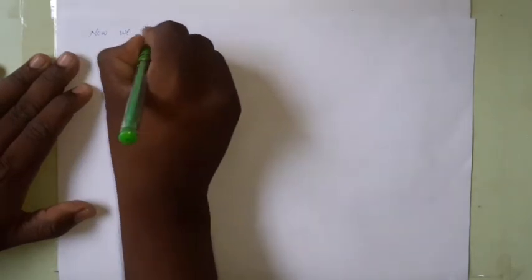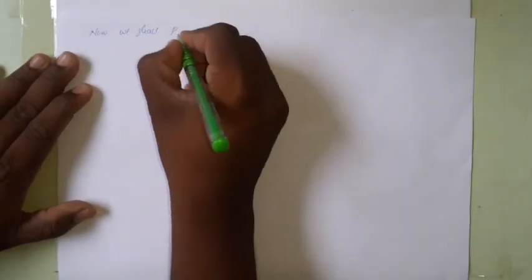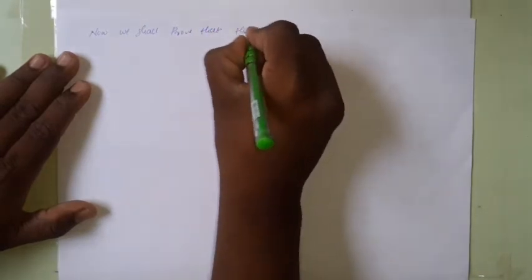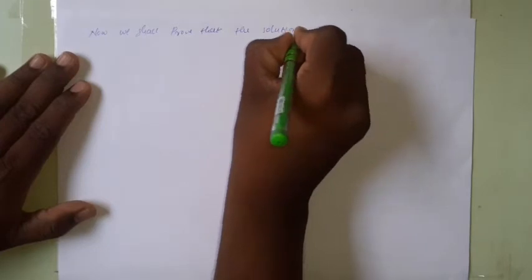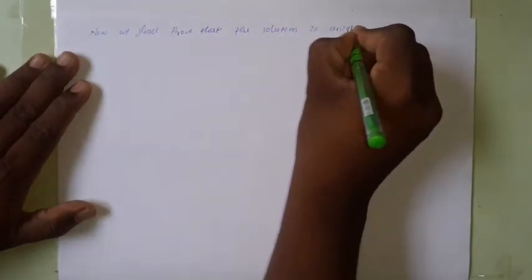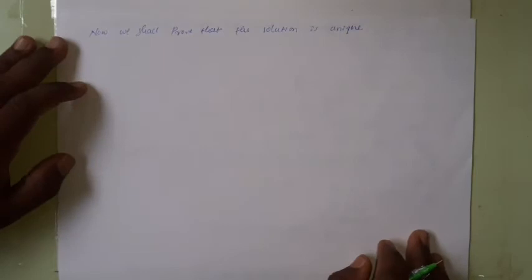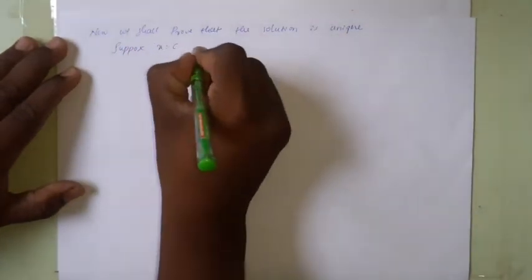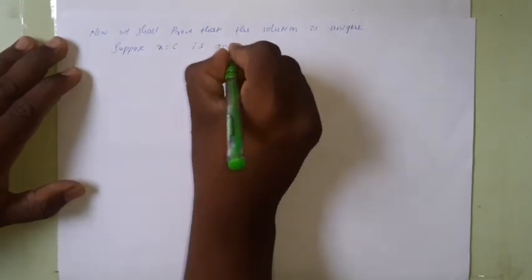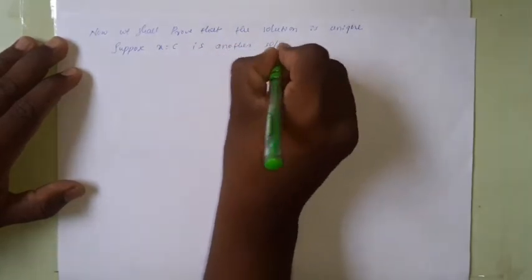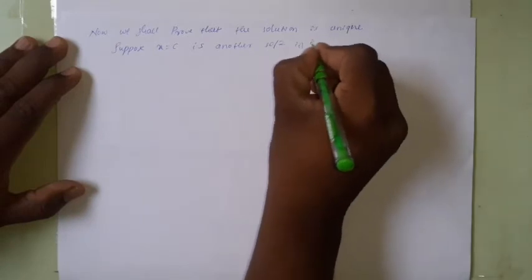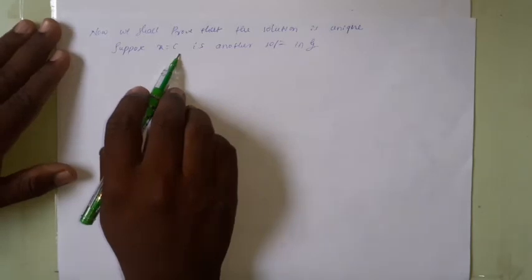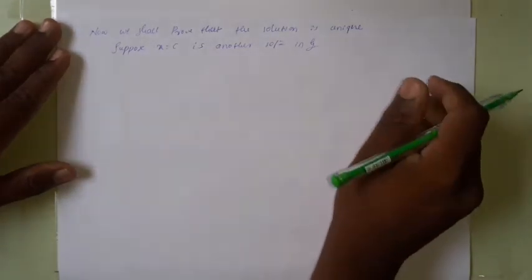Now we shall prove that the solution is unique. Suppose x equal to C is another solution in G. Let us assume that x equal to C is another value for x which is satisfying the equation 1.